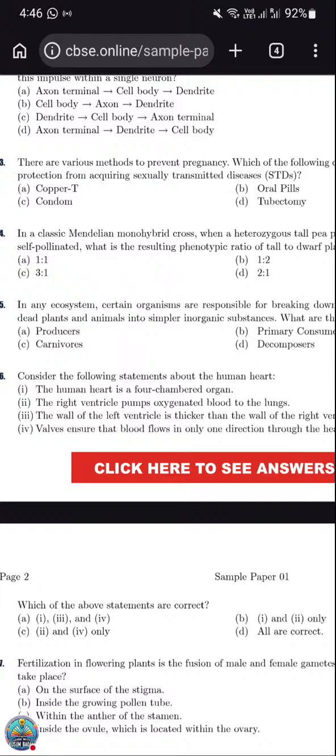Very good. 3:1. Okay, phenotypic is what we can see. So it's 3:1. 3 tall plants will be there and 1 short plant. Genotypic is 1:2:1. Very good. Correct answer is C. 1 is completely tall, 2 are hybrid tall, and 1 is completely short.